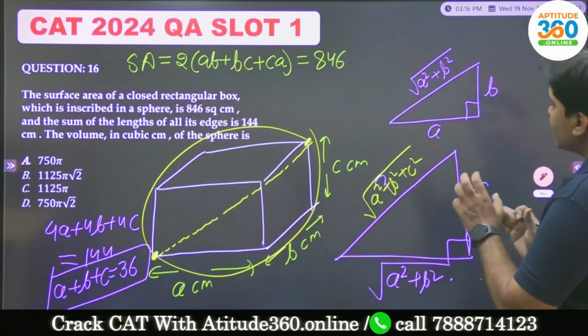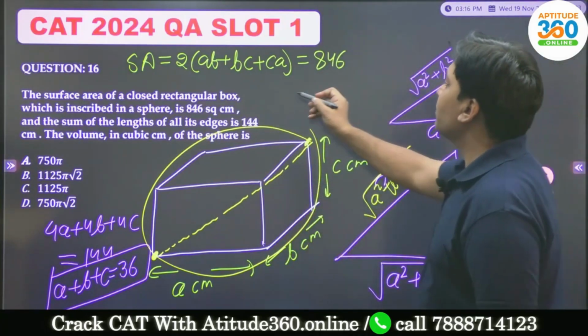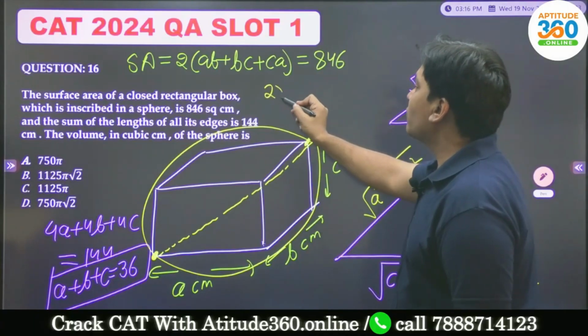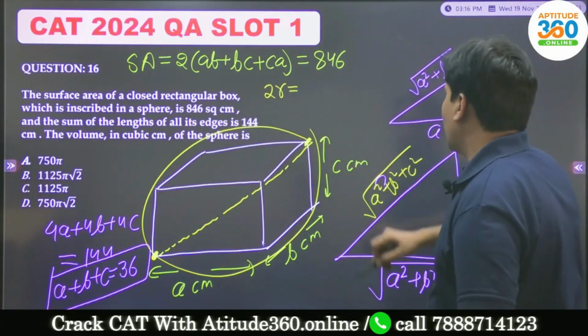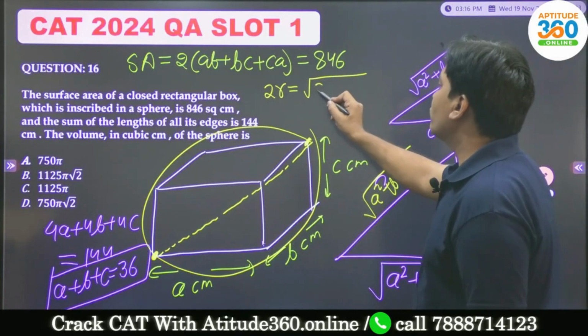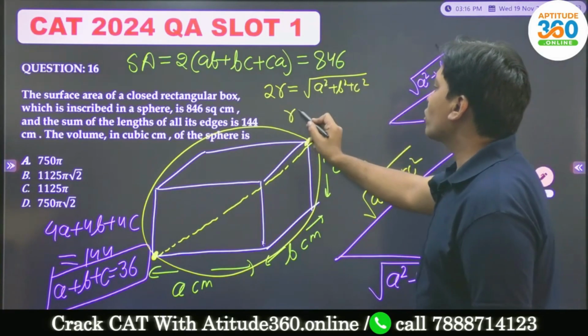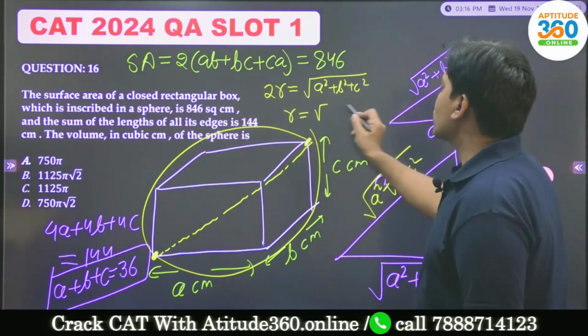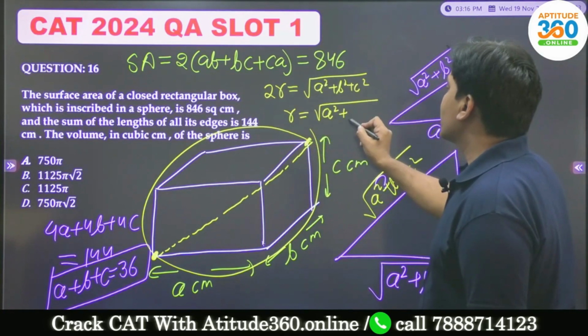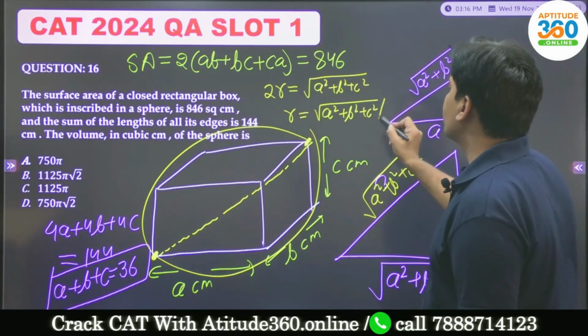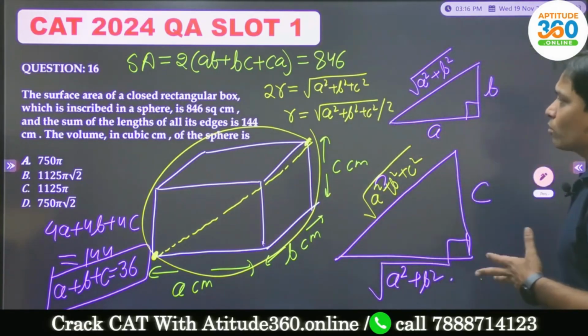Now, since this is the diameter, can I say that 2 times r is equal to the square root of a square plus b square plus c square? So what is going to be the radius of the sphere? The radius of the sphere will be this value divided by 2. How do we find this out?